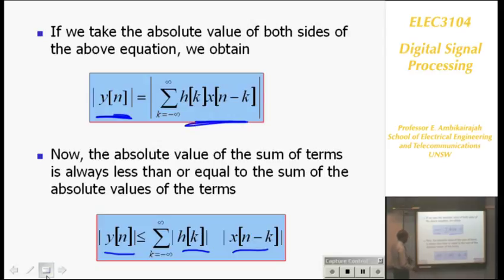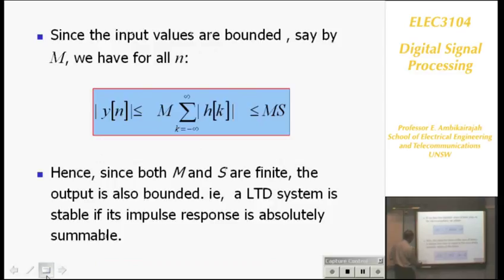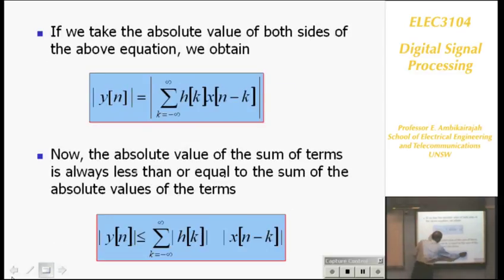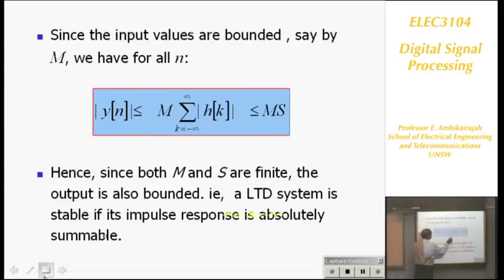That's the inequality principle. And using that, you could now go back. This is already known as m. So you can write it down as m times this. And if this has got a finite sum, then the output is bounded. That's all it is. It's a basic derivation to show the output is bounded.